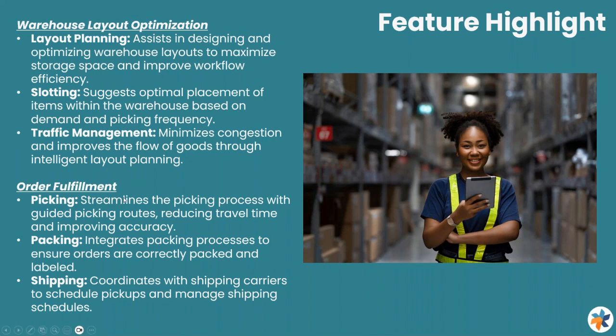Okay, and that is part of the order fulfillment: picking, packing, and shipping. So basically trying to streamline that process, making sure that you are using a guided picking route, reducing travel time, and improving accuracy, right? There is data validation as well on the handhelds, or on the application, for when you're picking an item.